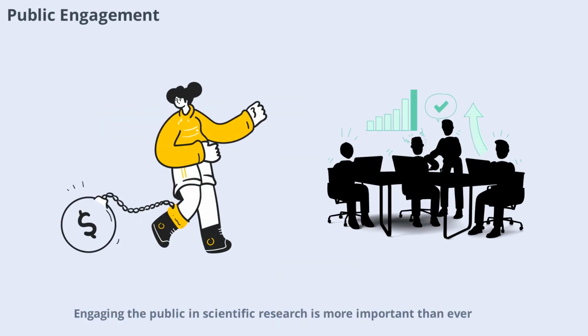Engaging the public in scientific research is more important than ever. By communicating the benefits and challenges of evolutionary algorithms in biology, scientists can foster understanding and support for their work. Public engagement also encourages ethical reflection and ensures that research aligns with societal values.